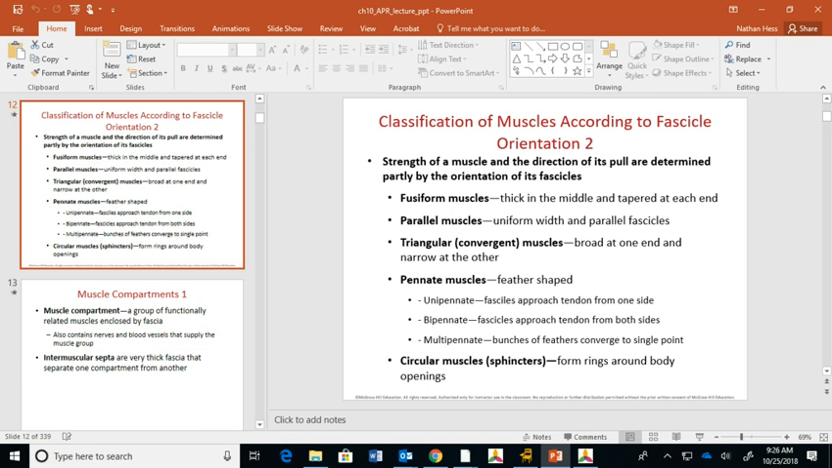Okay? So, the strength of a muscle, and this is a piece that I did put in your study guide. I do want to make sure you're comfortable with this. The orientation of the fascicles determines the strength and the direction that that muscle is going to pull. So basically, the shape of the muscle determines what it does.